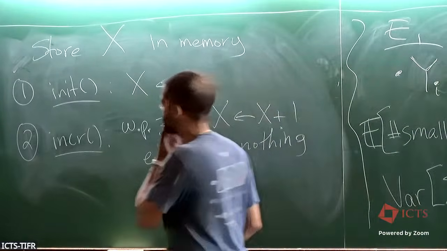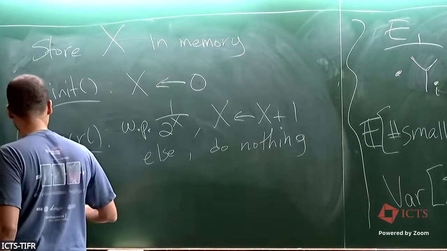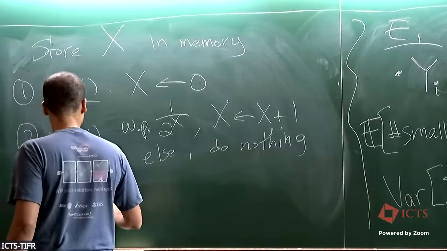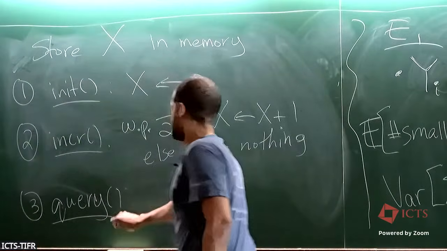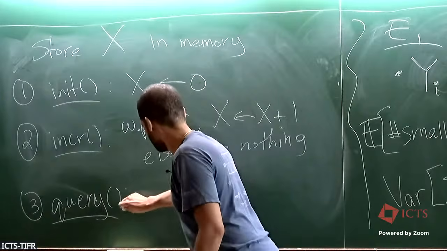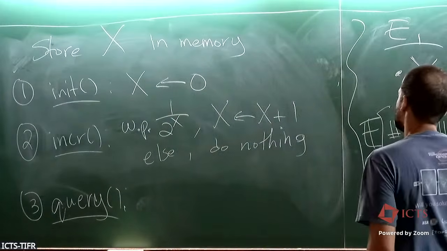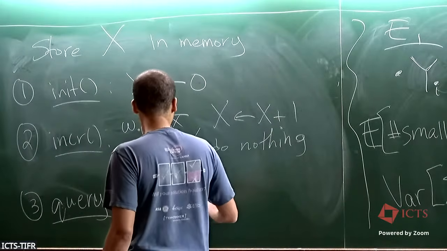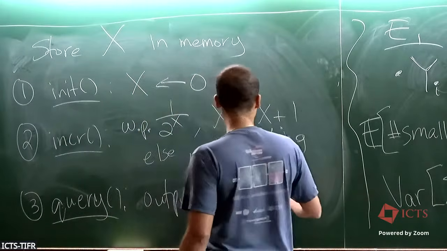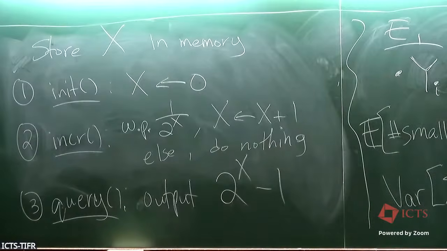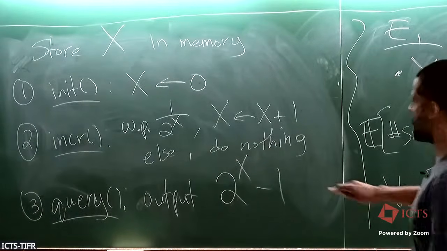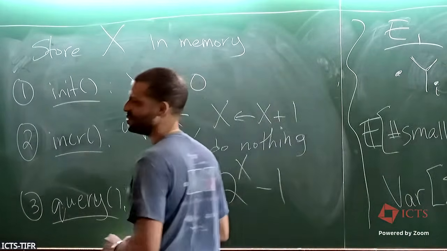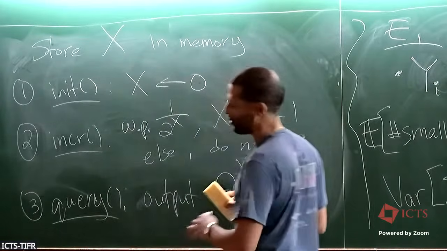And then if someone says query, what do we do? We output 2 to the x minus 1. Okay. Of course, this is not going to get my epsilon delta, but let's just try to understand what, and then we're going to fix the epsilon delta part.